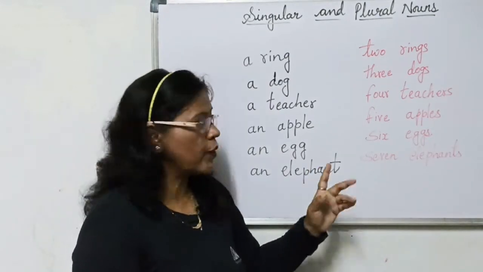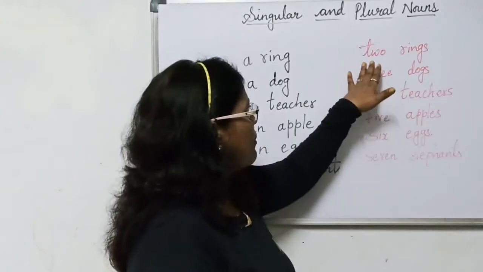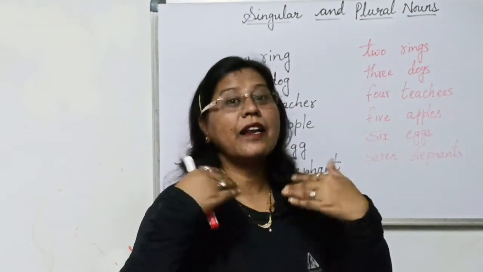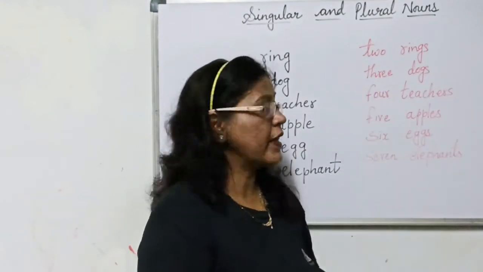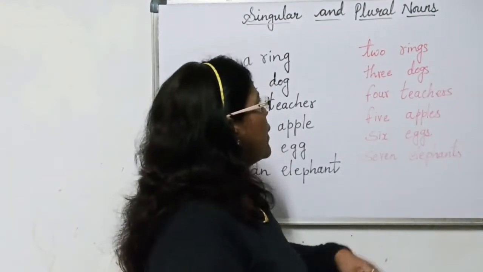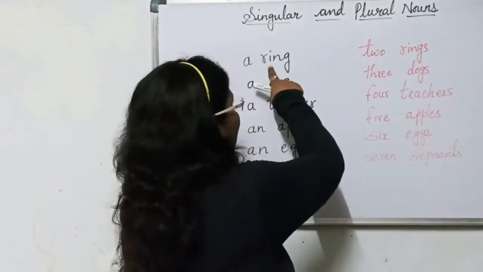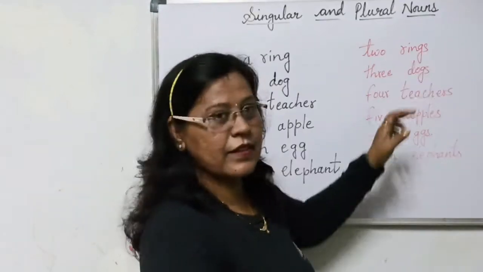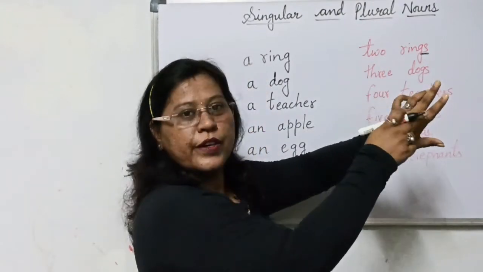Now we'll move towards the plural nouns. Plural nouns, you can make by the numbers. I said plural means more than one or many. One is singular, more than one or many is plural form. Here one ring, a ring, here two rings. R-I-N-G is ring, but when you add S to ring, it becomes rings, plural form. Two rings, plural form.